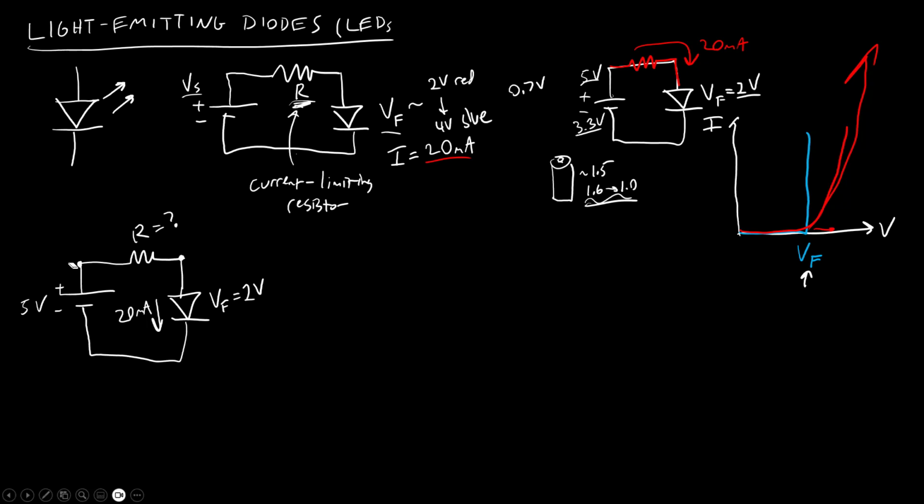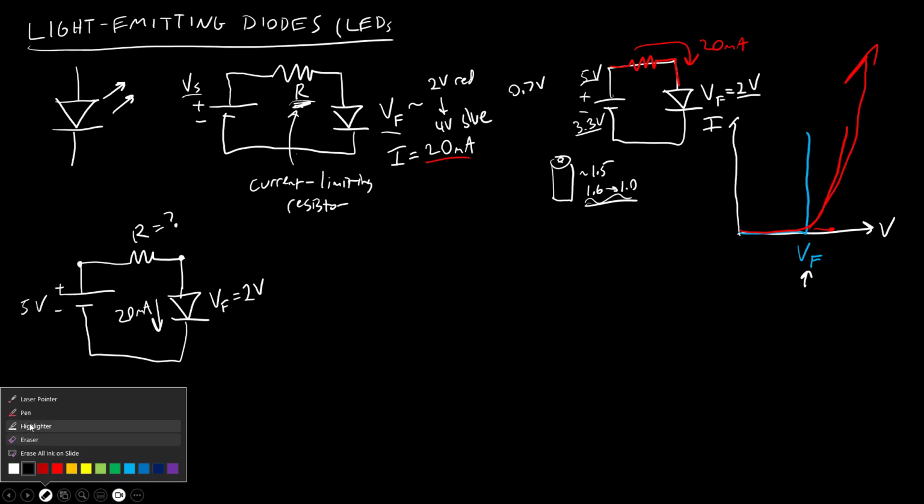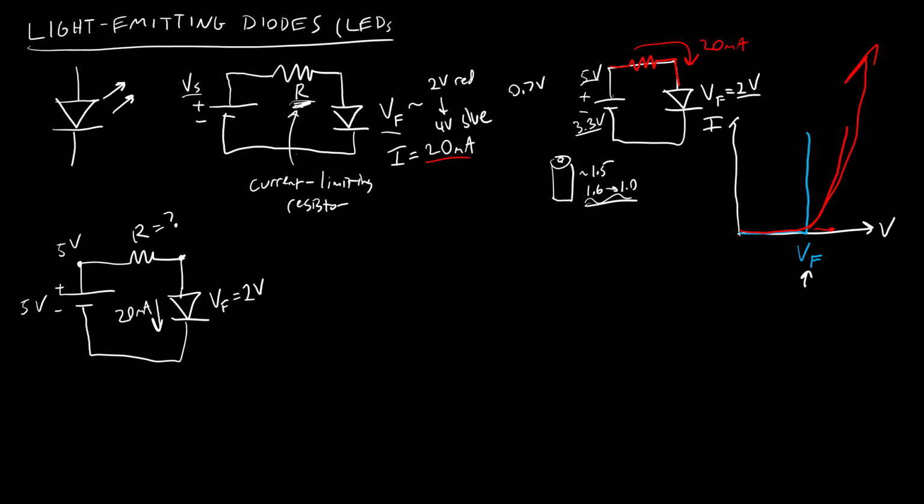Okay, so I know I have my source voltage here, 5 volts. I know I have a 2 volt drop across the diode because the diode is forward biased because my source is greater than 2 volts. Even if I keep increasing this source voltage, I'm still only going to have a 2 volt drop across the diode. We covered that in the previous video.